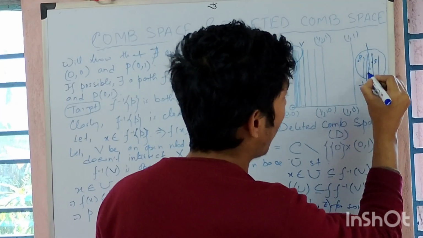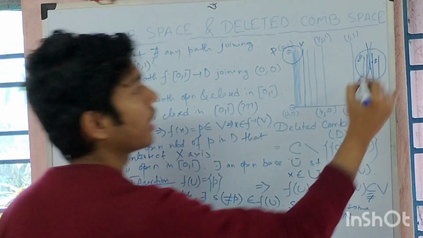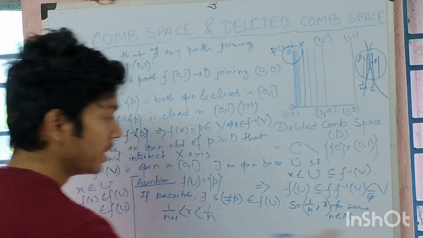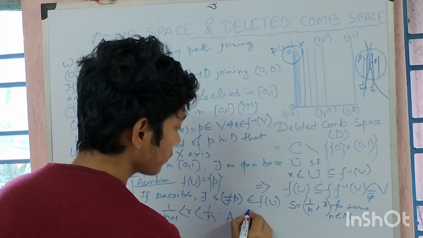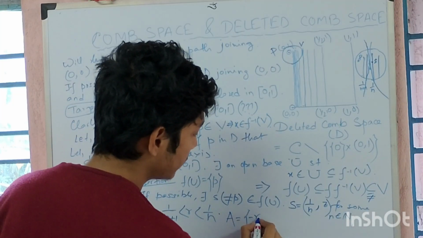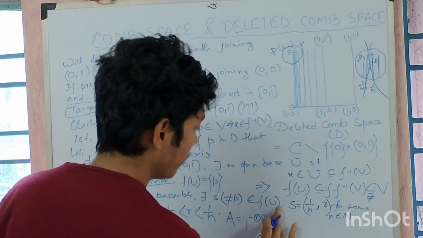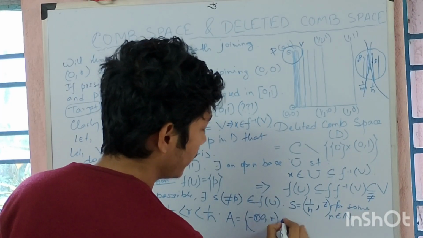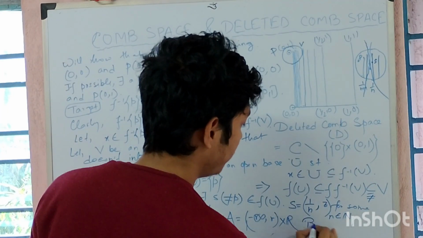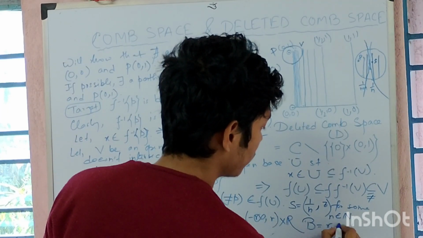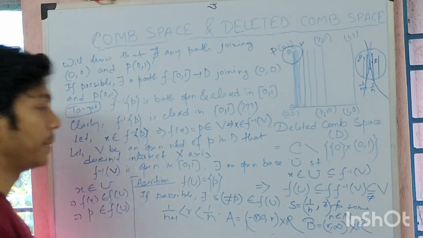Okay, I break from R, just like this, into these two neighborhoods. I can explicitly write it down like this: A equals minus infinity to R cross capital R, and B, I am taking as R to infinity cross R. I am taking them as A and B like this.